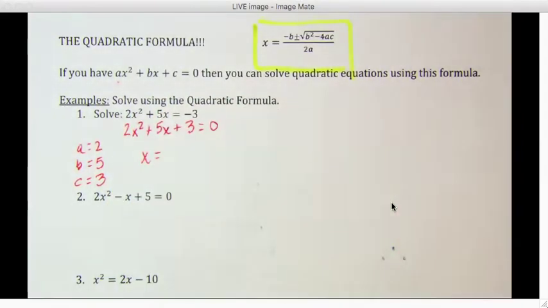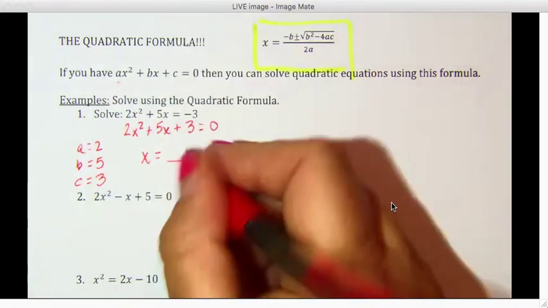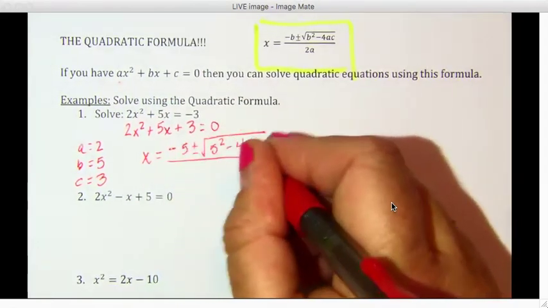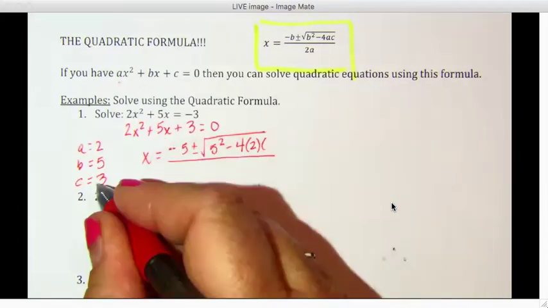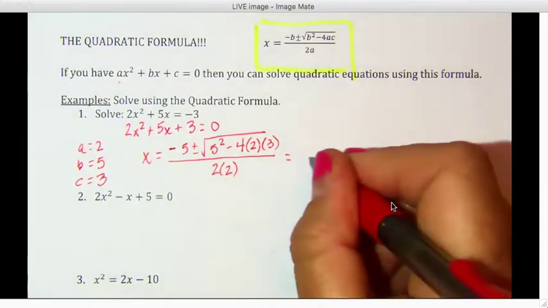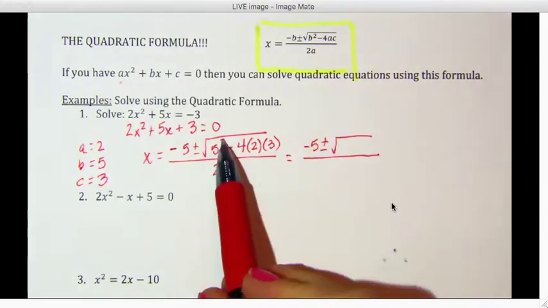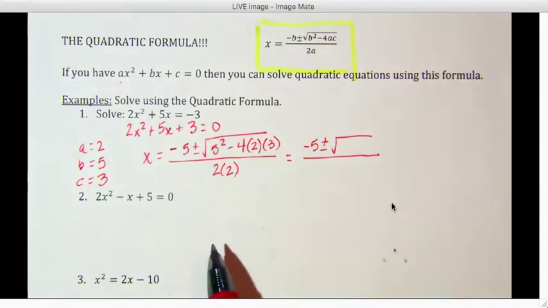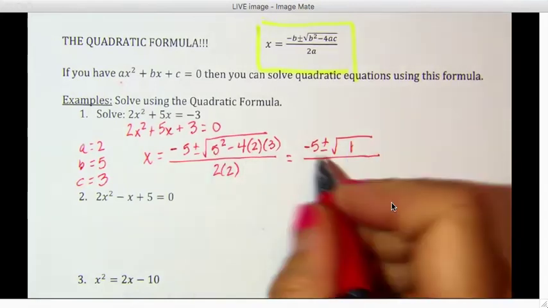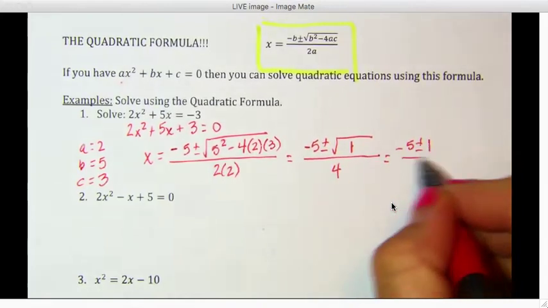And I can find my x values by plugging those into the quadratic formula. So negative b would be -5 plus or minus the square root of 5 squared minus 4 times my a value, which is 2, times my c value, which is 3, all over 2 times a. Simplifying that, I have -5 plus or minus the square root of, and this is 25. And 4 times 2 is 8, times 3 is 24. So 25 minus 24 is just 1. So -5 plus or minus, and the square root of 1 is 1 over 4.